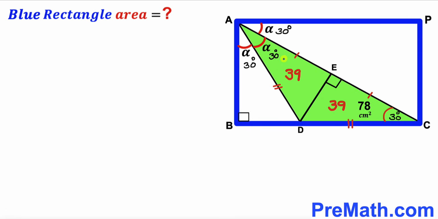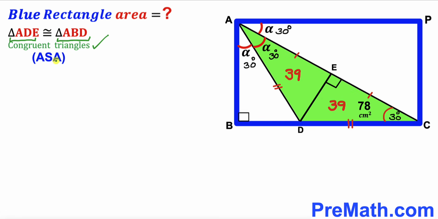And now we are going to focus on this green shaded smaller triangle ADE and this right triangle ABD. And we can see that these two right triangles ADE and ABD are congruent triangles according to angle side angle congruency theorem. Since this angle is 30 degrees, this angle is 30 degrees as well. This is our 90 degrees angle. Likewise, this is our 90 degrees angle as well. And this side is in common.